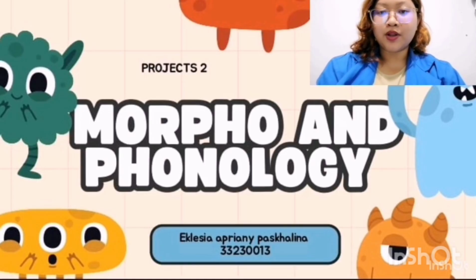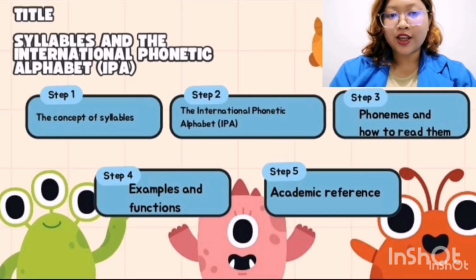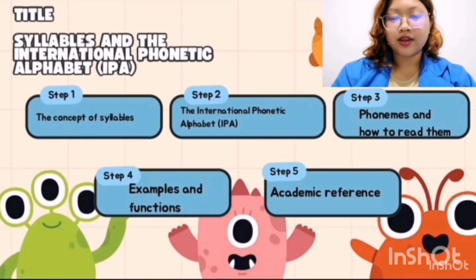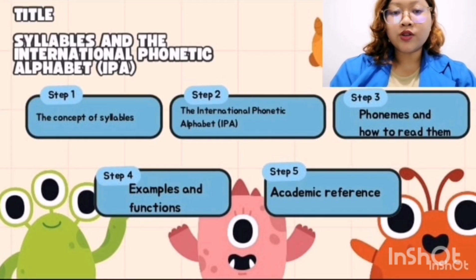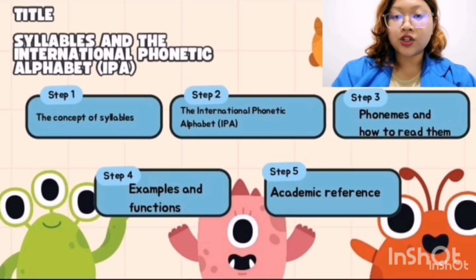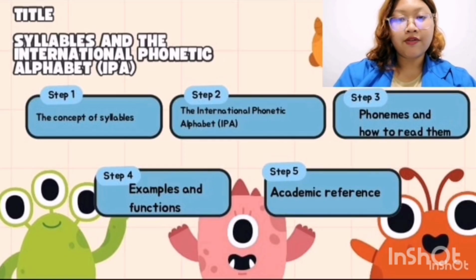I want to explain my project, which is Morphology and Phonology. In the first slide, I will explain the syllable and the International Phonetic Alphabet, or IPA. Step 1, we want to explain the concept of syllable. Step 2, the International Phonetic Alphabet, or IPA. Step 3 is about phonemes and how to read them. Step 4 is examples and functions. And step 5 is academic reference.